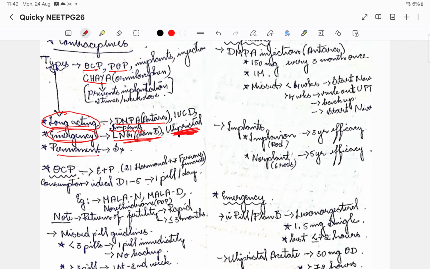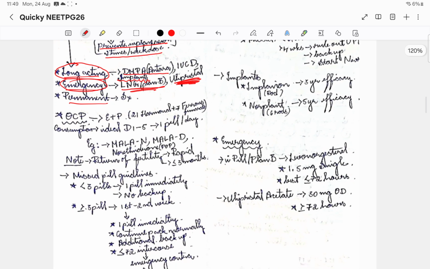So there are oral contraceptives. In oral contraceptives there are combined pills and progesterone only pills, and one more thing, that is Chaya. This is nothing but ormeloxifene. Please remember ormeloxifene. What it does is it prevents implantation. It is given two times per week for the first 3 months, and then once a week.